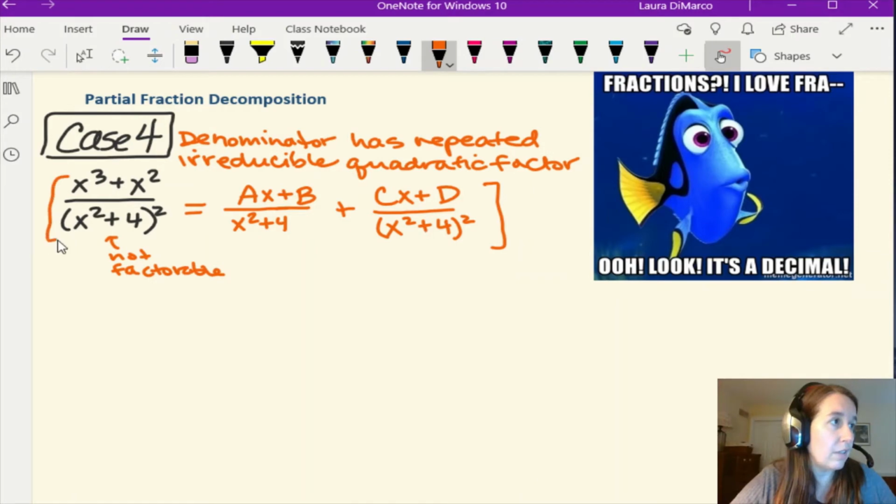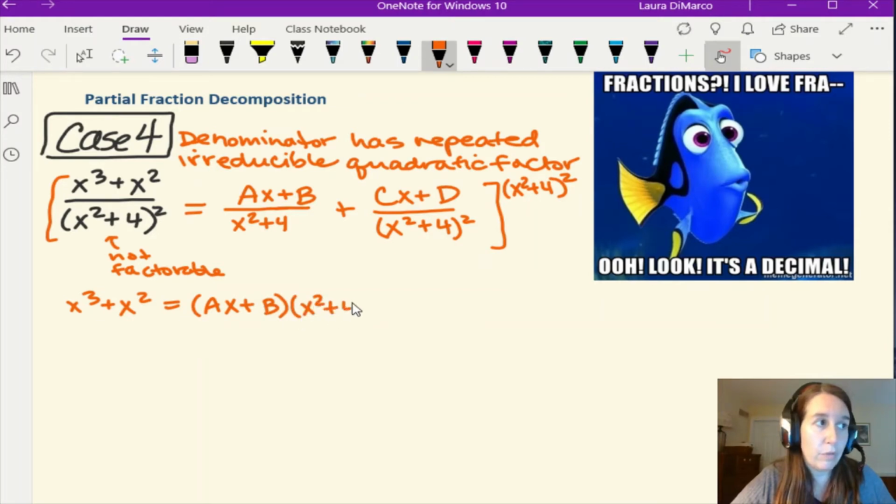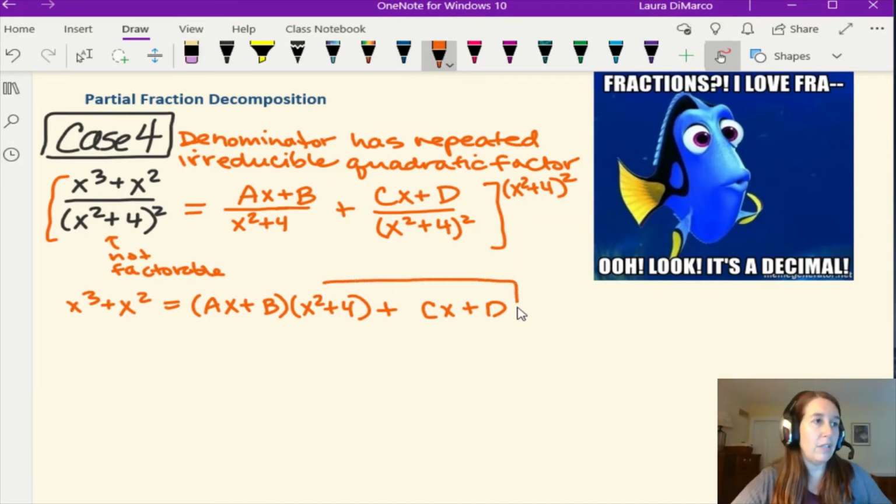So start out the same. We're going to multiply by (x squared plus 4) squared to get rid of all fractions. So on the left we have x cubed plus x squared, and on the right we have, use parentheses, Ax plus B times x squared plus 4, just one of them, and then we have Cx plus D. Oh, that's actually the same denominator again, so I'm actually just going to take out that parenthesis. This is not really doing anything, is it? Okay, so here is our equation that we need to tackle.